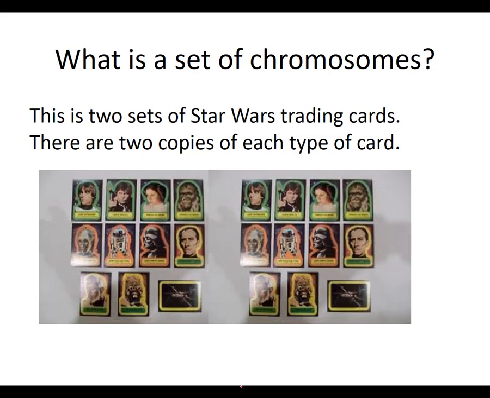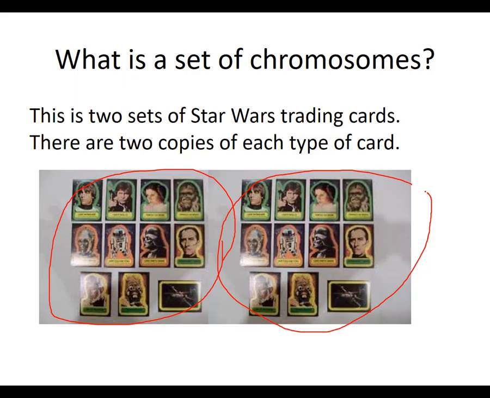Now, if you had 2 sets, that would be a lot. You'd have 2 full sets of 11 cards each. So you'd have these 11 over here, which has 1 of each type. That's 1 set. Here's 1 set. And here's the second set. 2 sets.